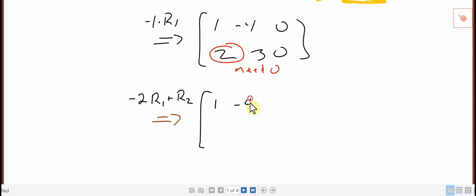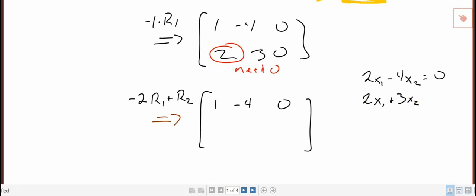Now, I'm leaving row 1 alone. I'm not changing anything in that row. But to get the second row, I'm going to take that and multiply it. So think of it this way: 2x1 minus 4x2 equals 0. The other equation would be 2x1 plus 3x2 equals 0. And that was supposed to have been a negative 1 there.